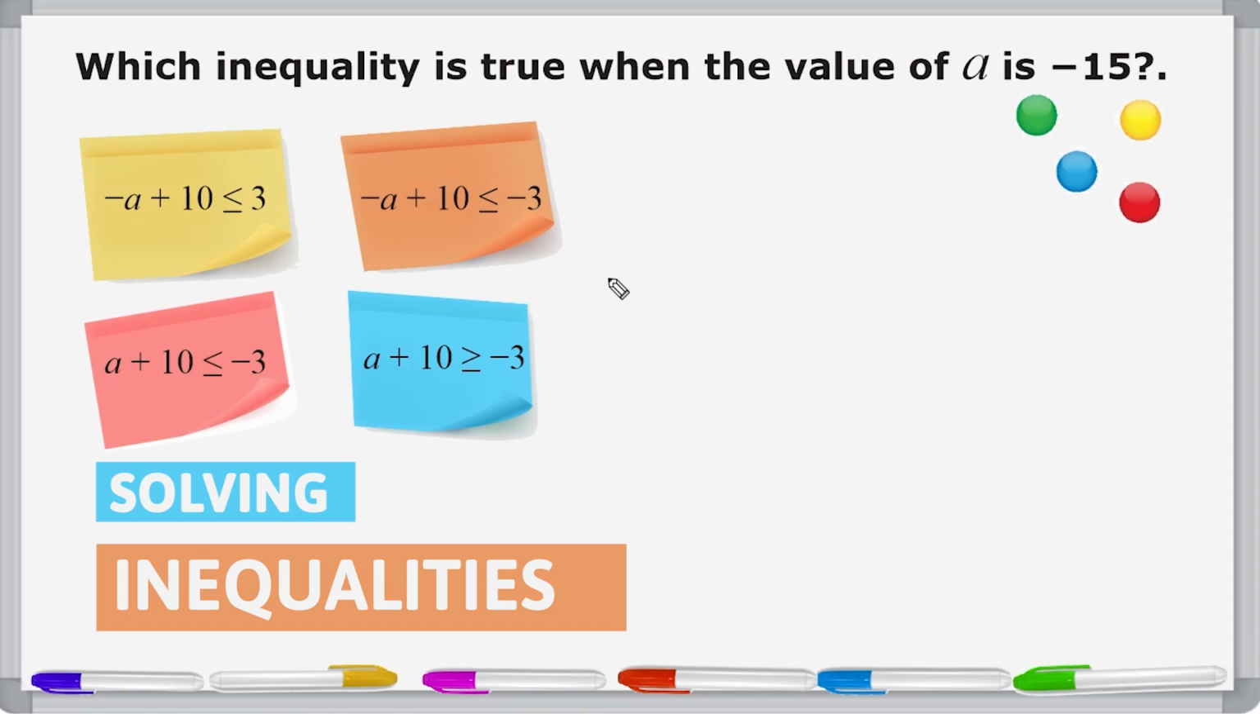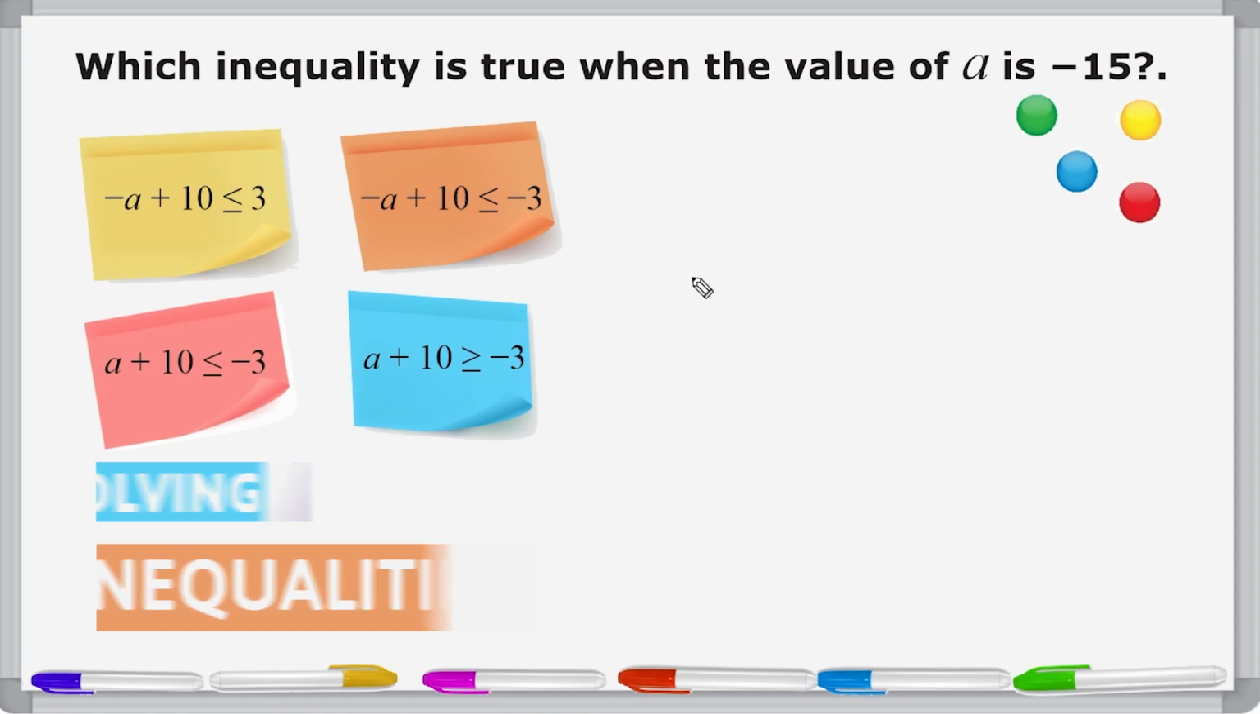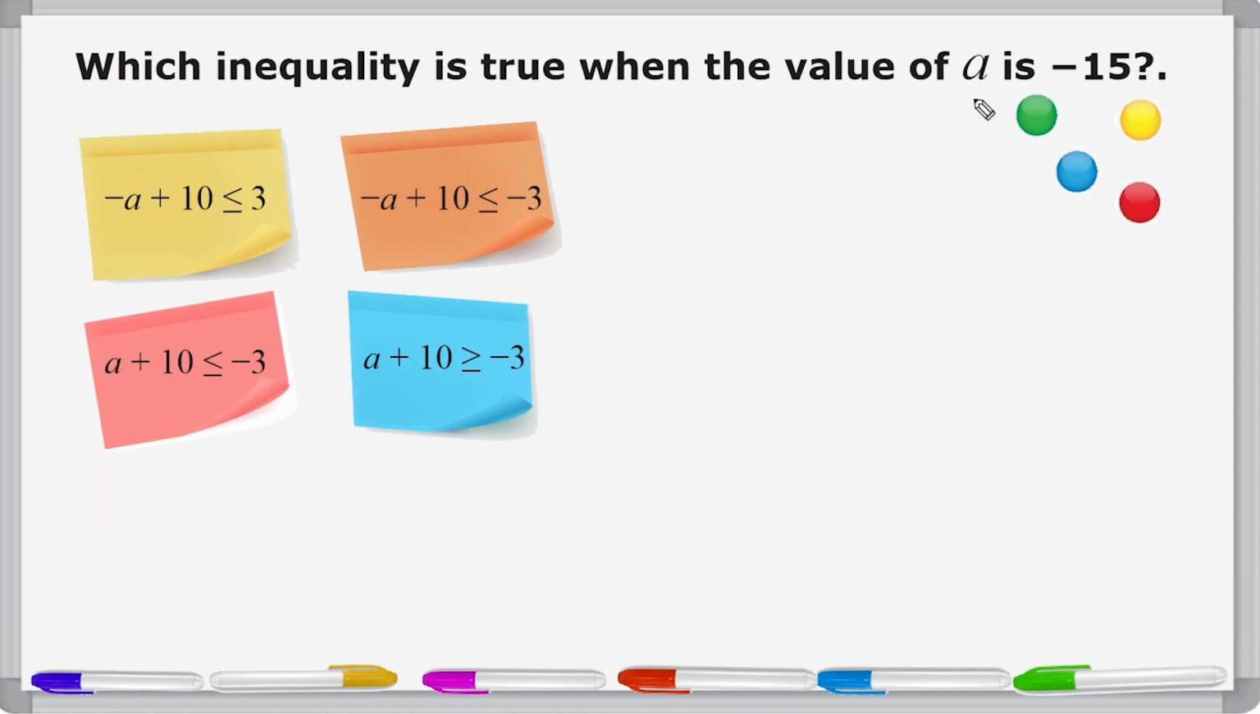Specifically, this problem is asking which one of these four inequalities is true when the value of a is equal to negative 15. So basically what we're going to do is plug negative 15 in for a for each one of these inequalities and see which one yields a true statement. So let's start with this inequality here on the yellow sticky tab.